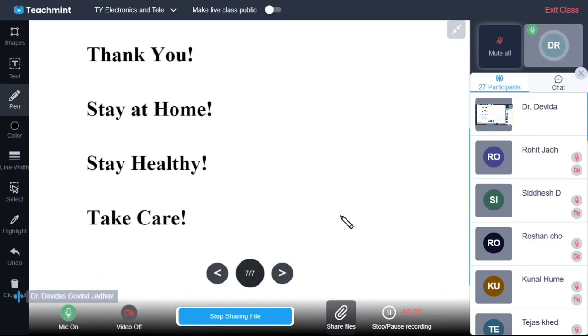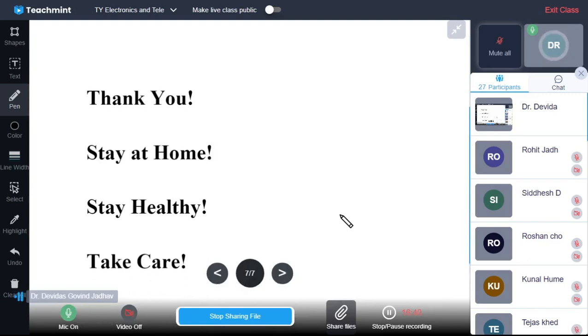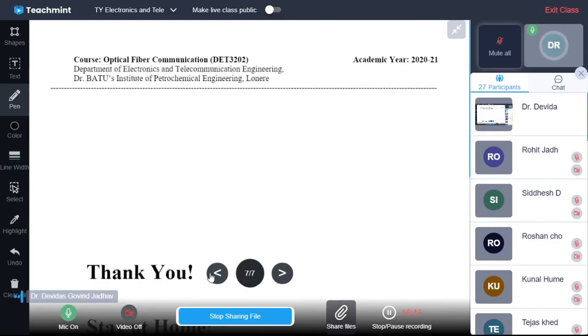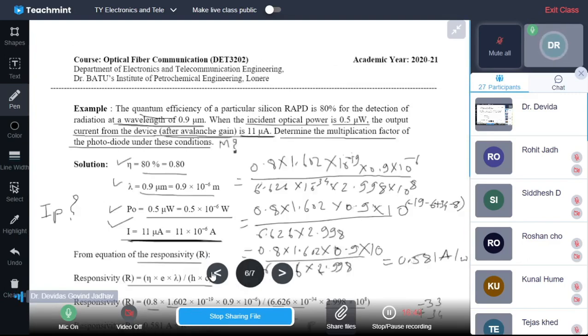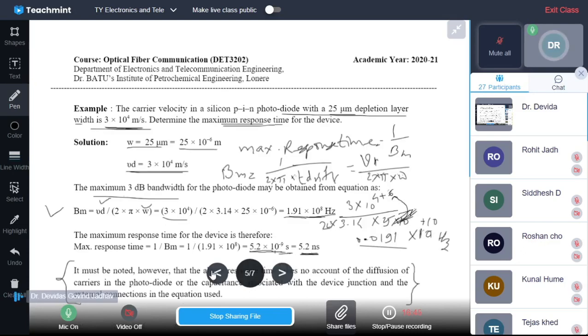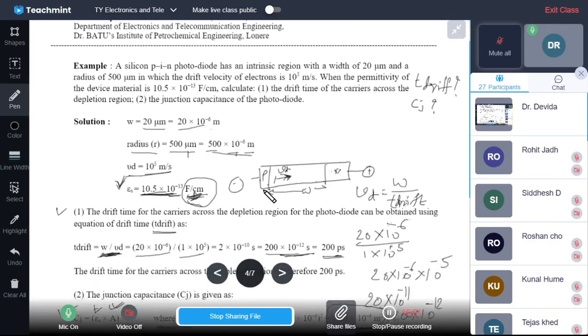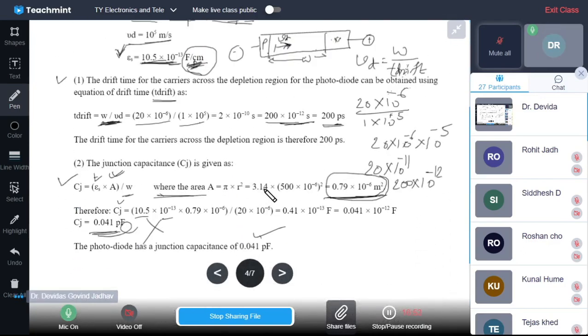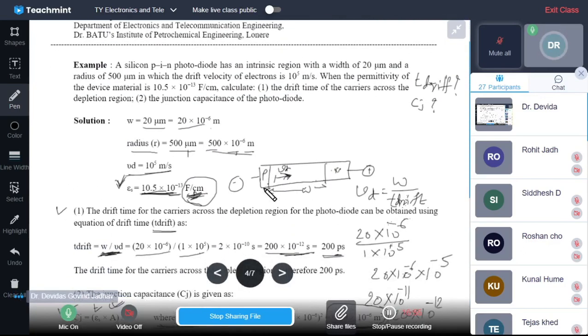Stay home, stay healthy, take care, and you have to solve this as a homework. Which one? This capacitance equation. So this problem you have to solve because you have to convert this unit.